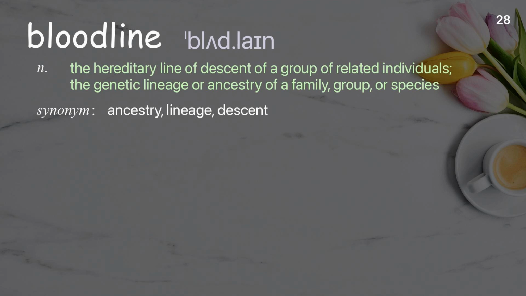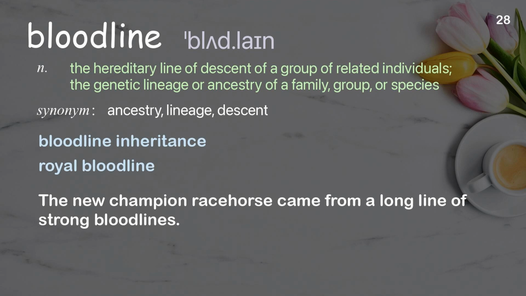Bloodline. The hereditary line of descent of a group of related individuals, the genetic lineage or ancestry of a family, group, or species. Examples: Bloodline inheritance. Royal bloodline. The new champion racehorse came from a long line of strong bloodlines.